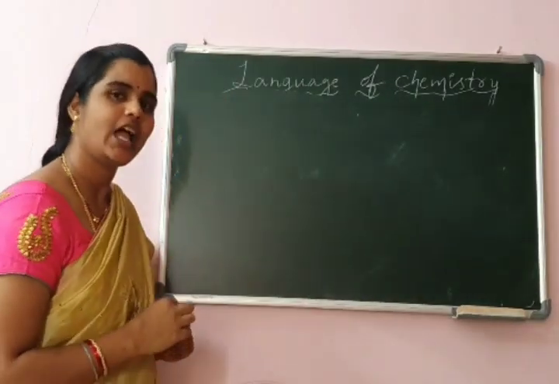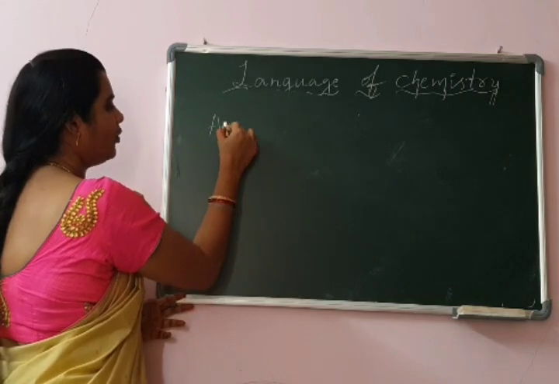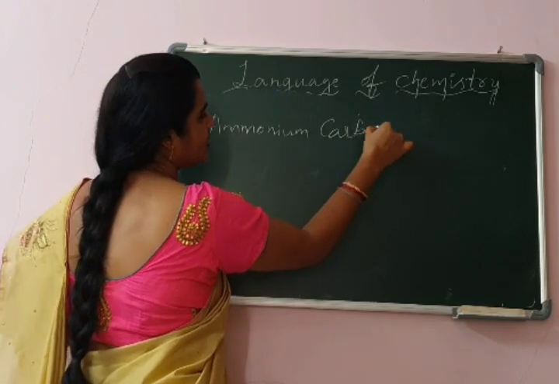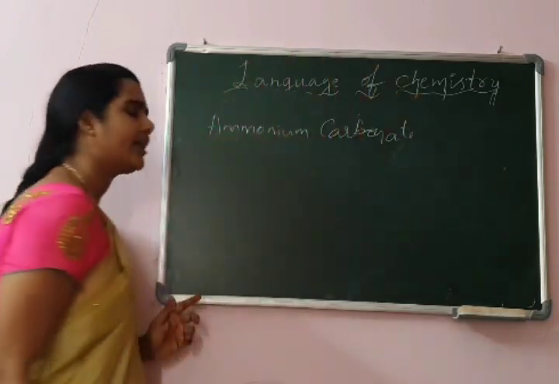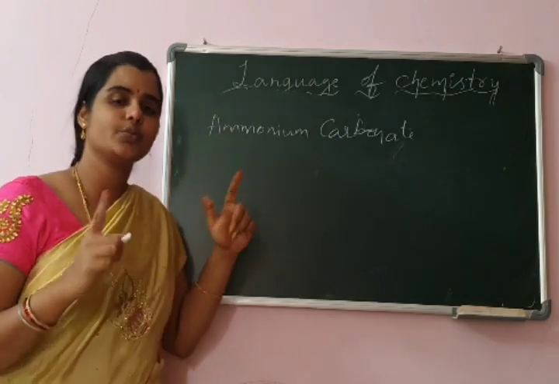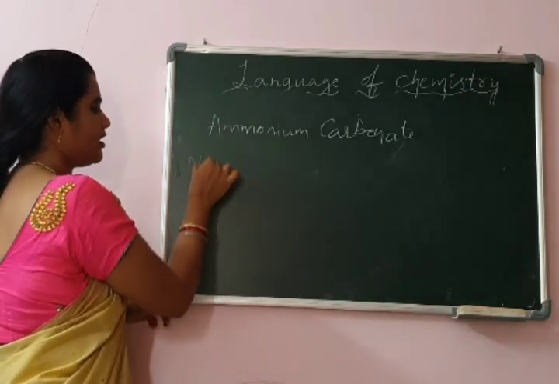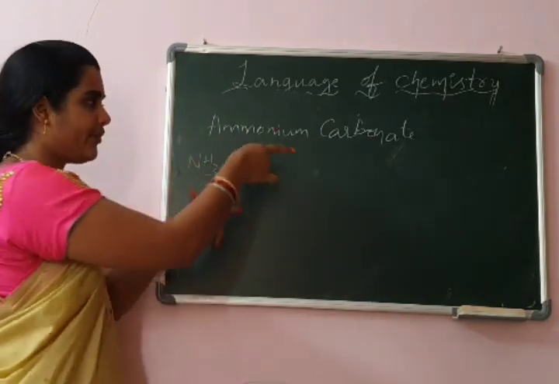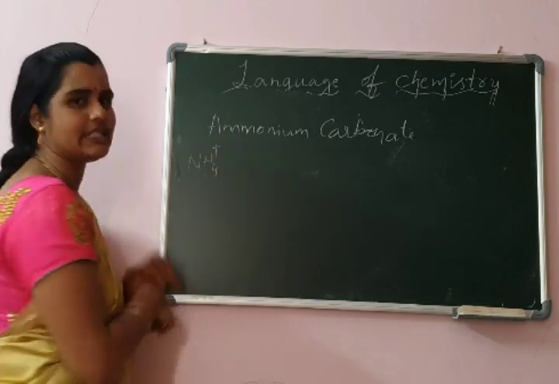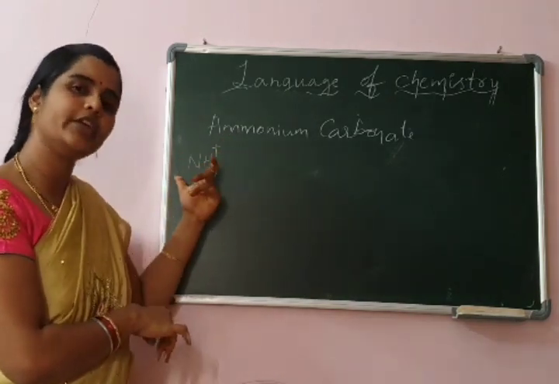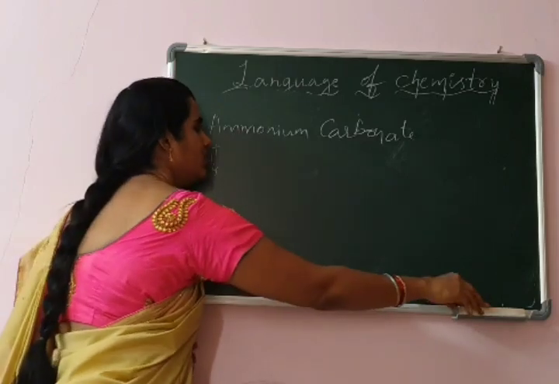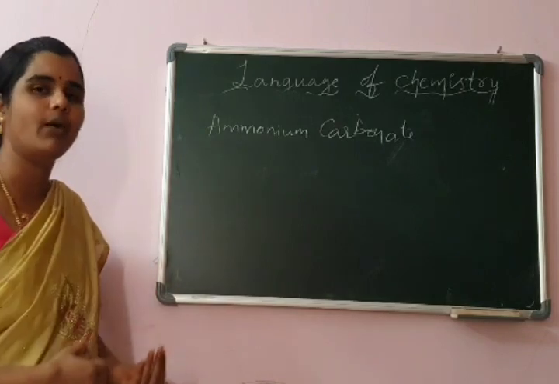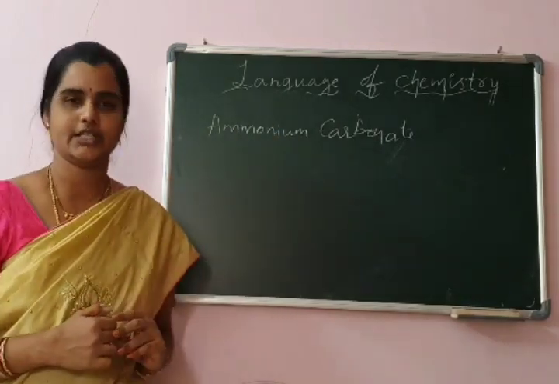That is ammonium carbonate. Okay. So while writing the symbols of ammonium, you should be careful. If you write it as NH3, it is nothing but the symbol for a molecule of ammonia. But if you want to write about ammonium, it is NH4+. This is the symbol for ammonium ion, NH4+. Okay. So now let us see how to write the chemical formula for ammonium carbonate.